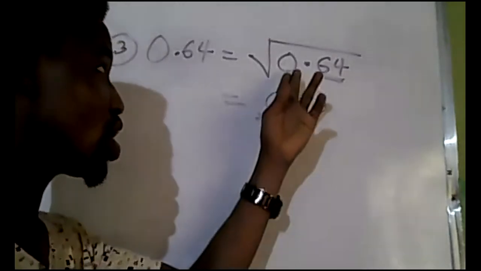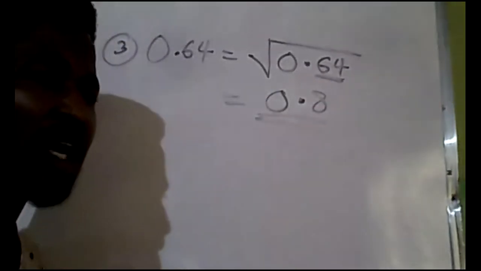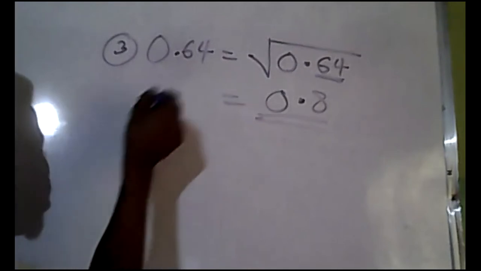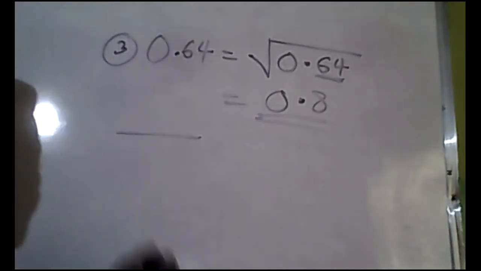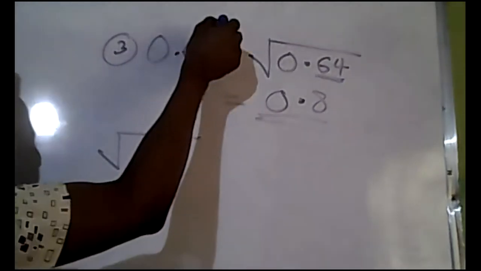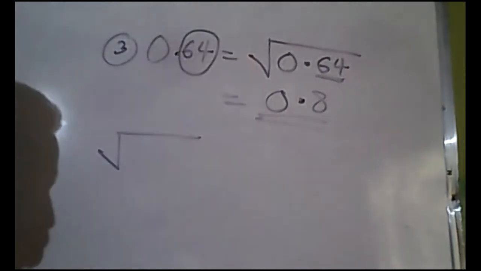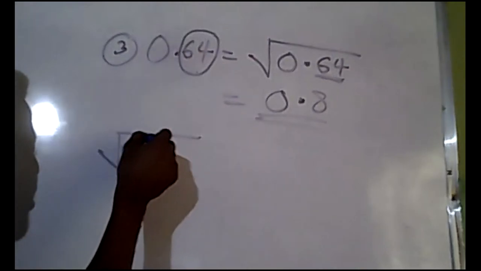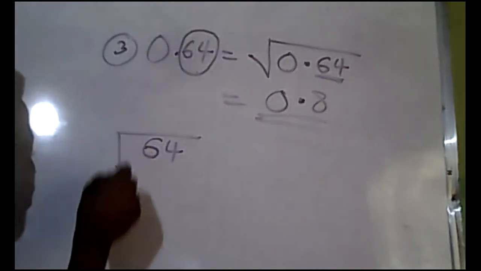This is for you. So the answer is 0.8. Now, there's another way of doing it. How? You decide to change this to a fraction. So you say 0.64. First of all, write the whole number, 64, as your numerator in the fraction.